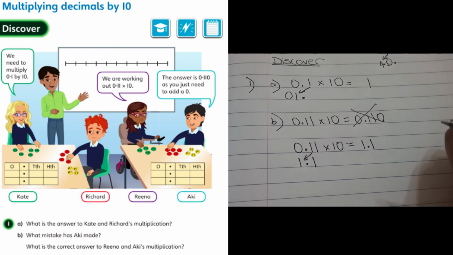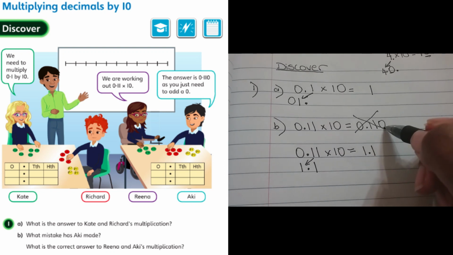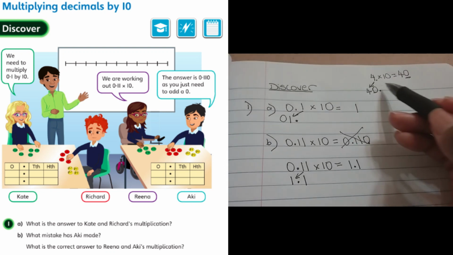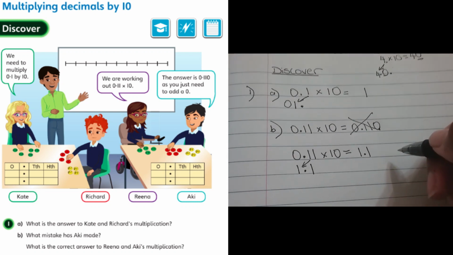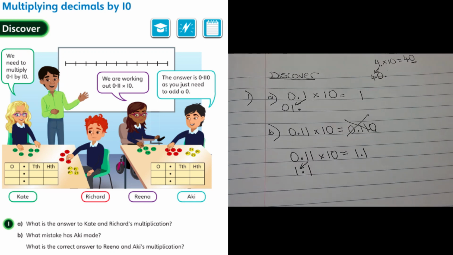So I've figured out what mistake Aki has made. He just stuck a 0 on the end, which does not work. Not in this case, at least. It works with whole numbers. And the correct answer to Rena and Aki's multiplication is 1.1.